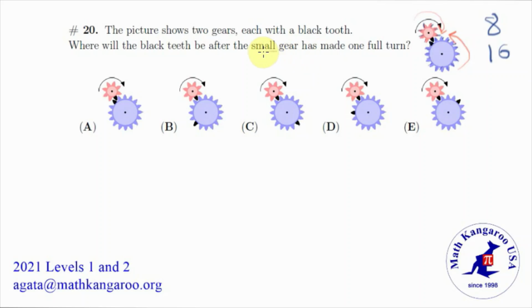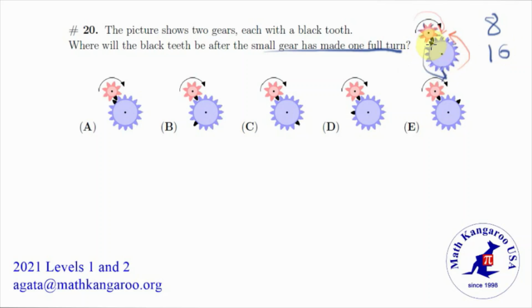When the small gear makes one full turn, it will move by 8 teeth, with the black tooth returned to where it started, and the large gear will also move by 8 teeth. Because the big gear has 16 teeth, when it moves by 8 teeth, it moves halfway around. It will move in this direction.